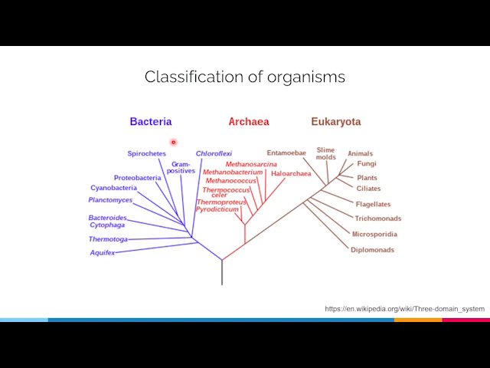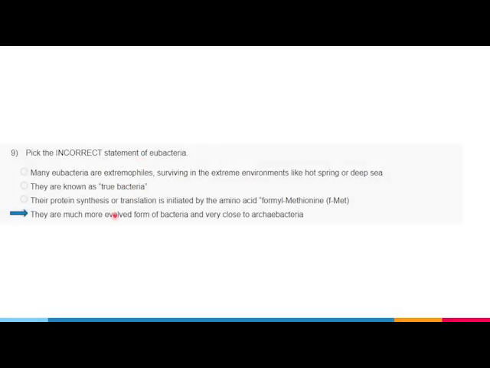If you know the organism we use for PCR, Thermus aquaticus, from which Taq polymerase is taken, using which PCR is done, is also a bacterium. So both of them can live in very bad, very extreme conditions, but that is not a distinction that can be made between bacteria and archaea. So the incorrect option, actually, is that eubacteria are more evolved from bacteria and very close to archaebacteria. Eubacteria are essentially true bacteria, or what we call bacteria now. They are not something else.